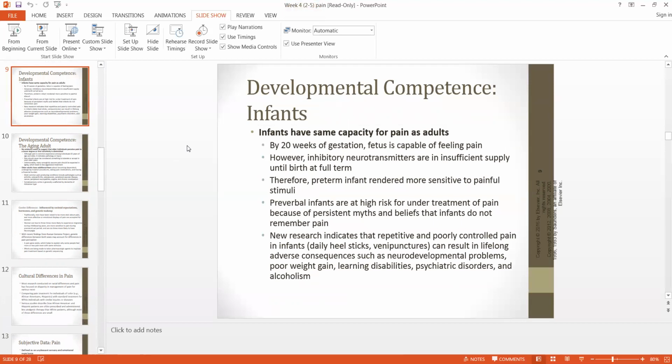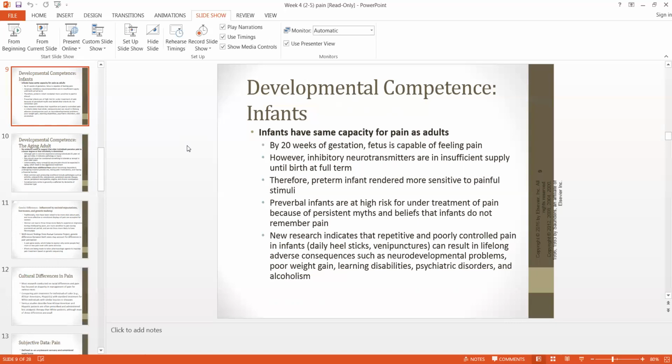Infants have the same capacity for pain as adults, and they certainly do. This says by 20 weeks gestation, infants are capable of feeling pain. We only know that by watching them through an ultrasound. A 20-week baby, I don't like to call them fetuses, but they're a fetus, is not going to survive. So we can't really cause a pain and see a response because their lifespan would be so short if they were born at 20 weeks. So we're assessing them through ultrasound. It's just kind of a controversial thing.